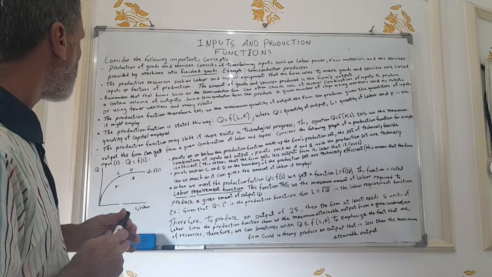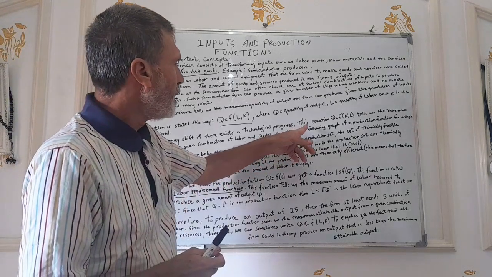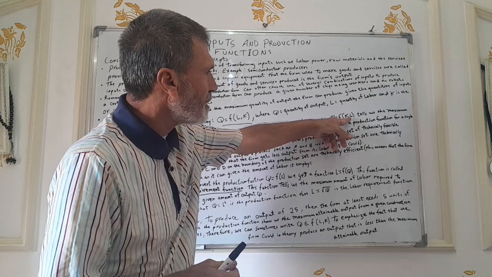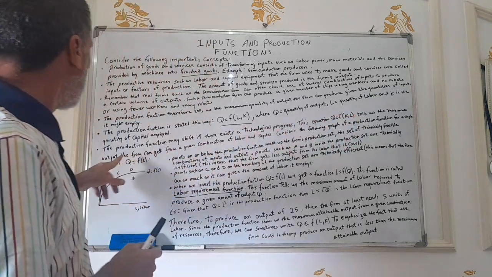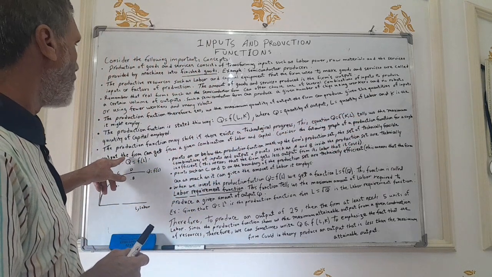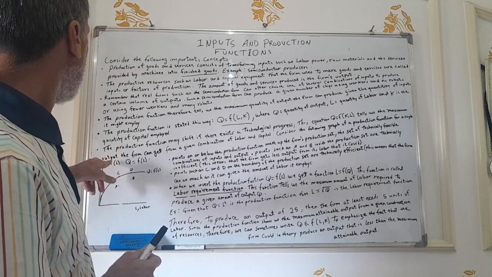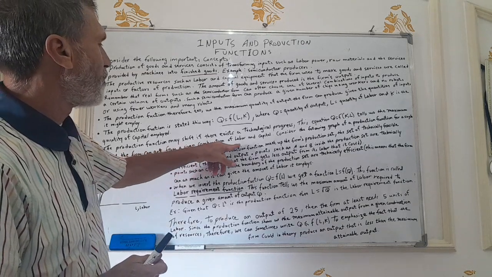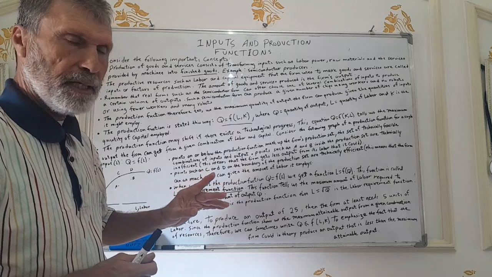Of course, this equation, Q equals a function of K and L, tells us the maximum output the firm can get from a given combination of labor and capital. Okay?